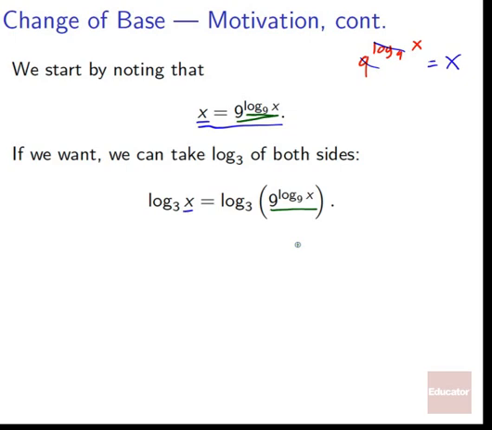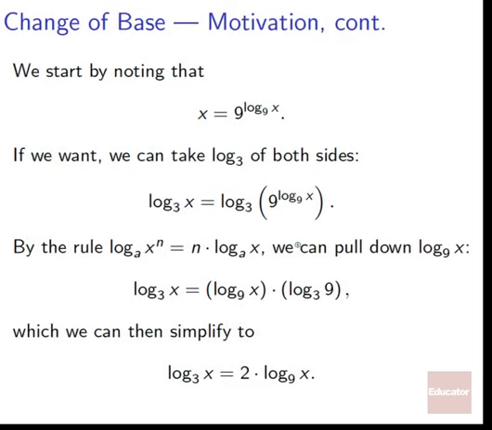Okay, with that idea in mind, we can start applying our rules. We know that we can bring down exponents. In this case, we've got effectively an exponent of log base 9 of x. We actually have it exactly as an exponent. So if we want, we can bring that down in front. So we see that log base 3 of x is equal to log base 9 of x times log base 3 of 9. Now, what is log base 3 of 9? That comes out to be 2.